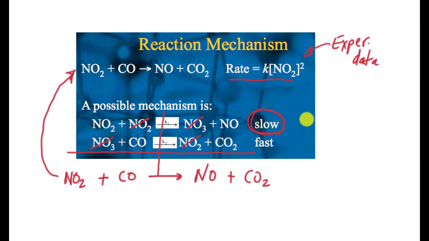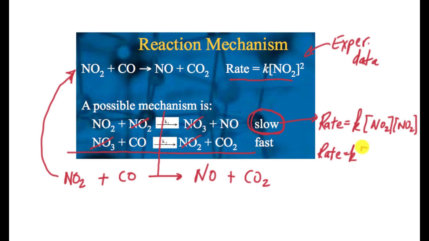Anyway, what I do here is take this slow step and write a rate law for it. The rate law is rate equals, and remember, because this is an elementary step, I can write this directly from the balanced equation. I would just write NO2 times NO2, which means the rate is equal to k[NO2] to the second power. This is from my rate determining step. Don't overthink this. You can just take those reactants and put them right into the rate law.